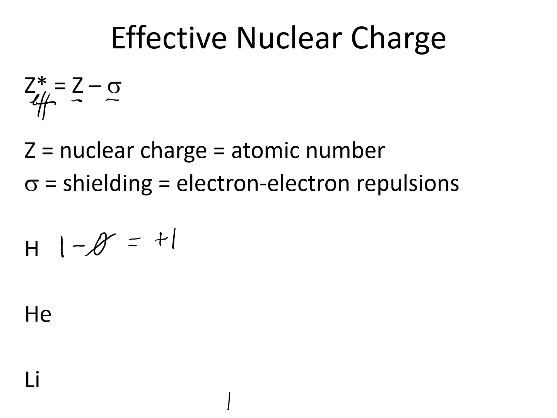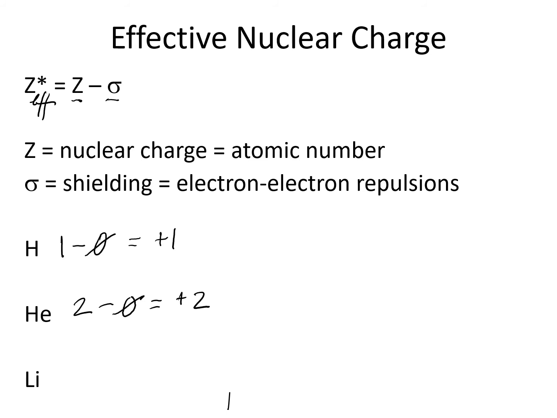Now we're going to go over to helium. It's also in n = 1, but it has an atomic number of 2, still no shielding electrons, so the charge felt by the electrons in the helium atom is a +2.